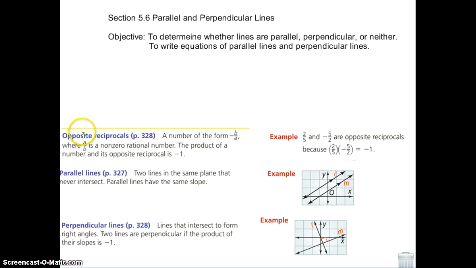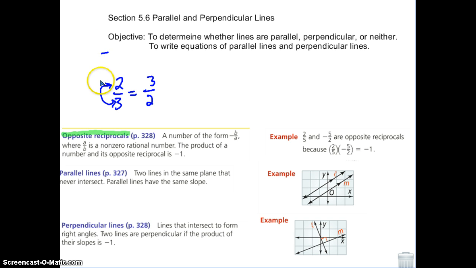So, a couple things. We need to go over what an opposite reciprocal is. A number of the form negative b/a, where a and b are non-zero rational numbers. So basically what that means is if I have 2/3, the opposite reciprocal of that is negative 3/2. Because reciprocal is where we flip the fraction, which makes it 3/2.